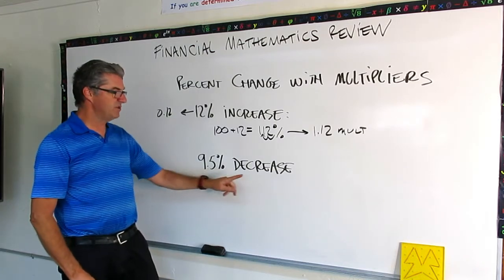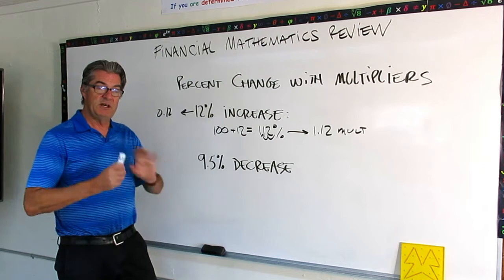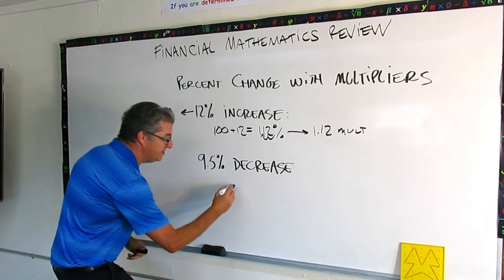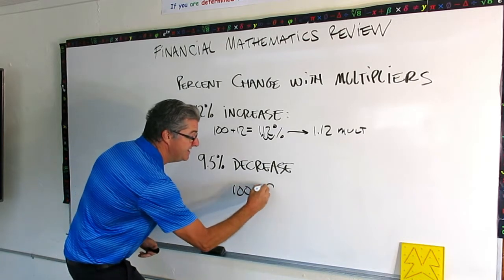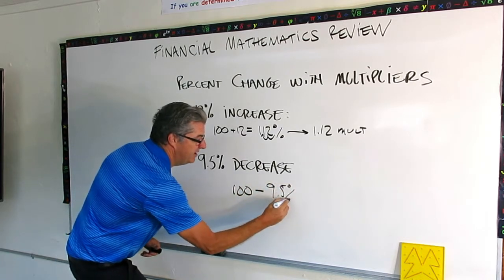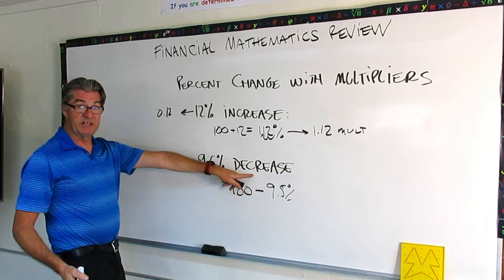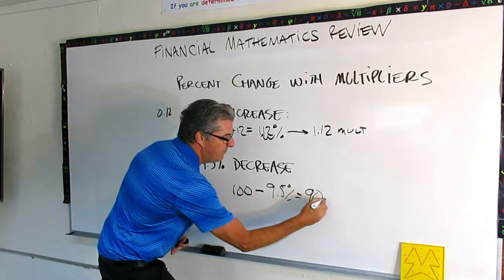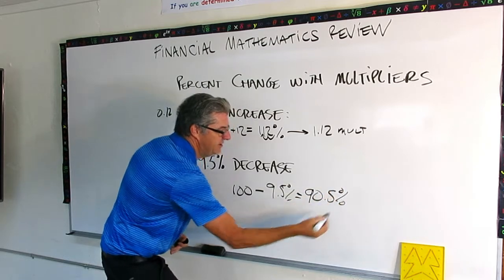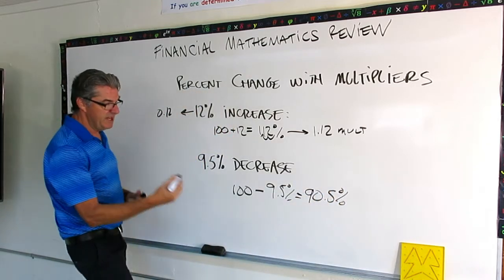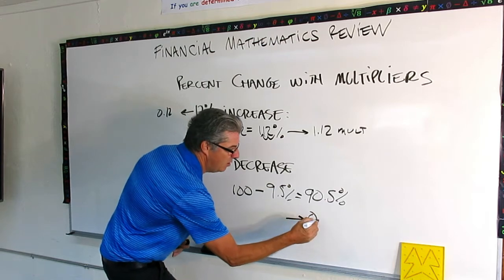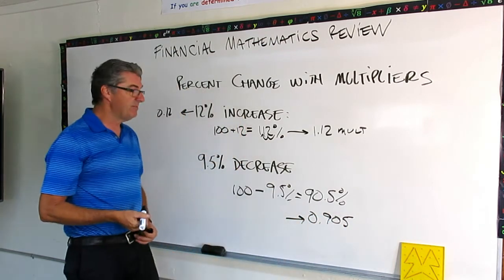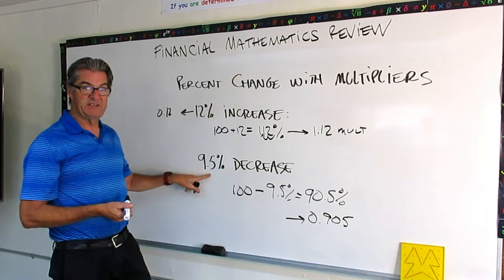Okay, now let's do a decrease. Here's a 9.5% decrease. Why don't you pause the video, see if you can come up with the correct multiplier. Okay, let's see how you did. That's just going to be 100 minus 9.5%. Now why is it minus? It's a decrease, so we have to subtract. So this is going to be 90.5%. Now as a multiplier, we move the decimal over, so this is going to be 0.905. So that is our multiplier for a 9.5% decrease.